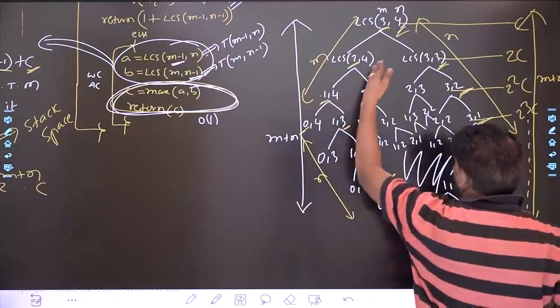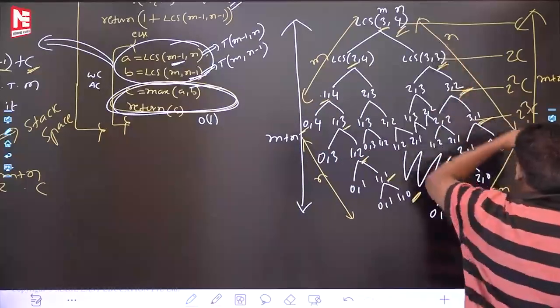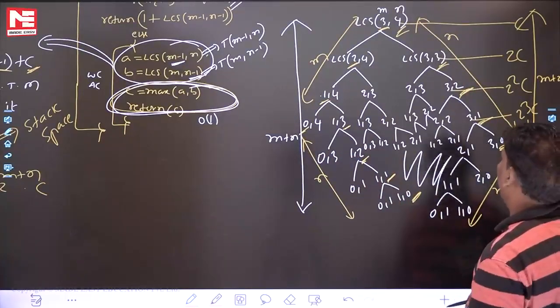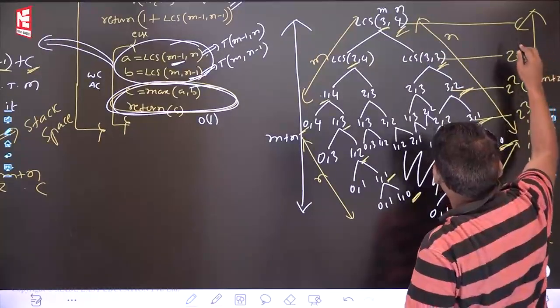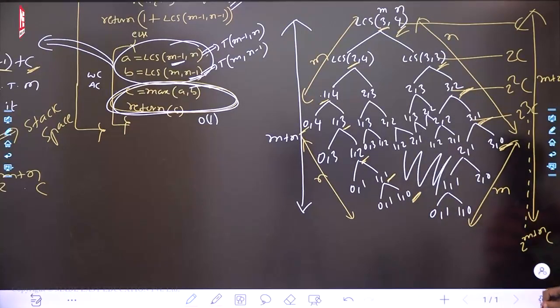How do you know that m plus n? Leftmost one expand, rightmost one expand. You get to know it is an m plus n level tree. So first level cost C. Second level cost 2C. And so on. How many levels? M plus n, so 2 power m plus n into c.